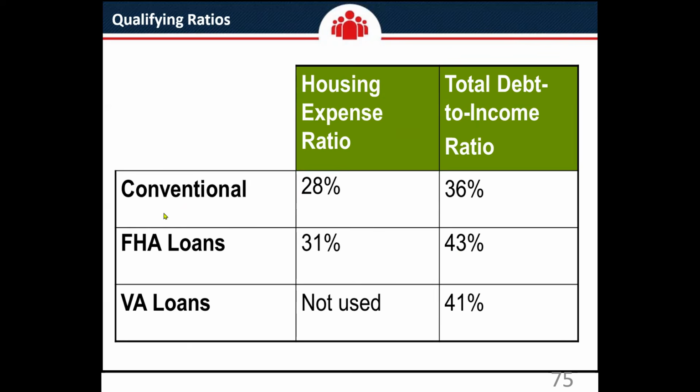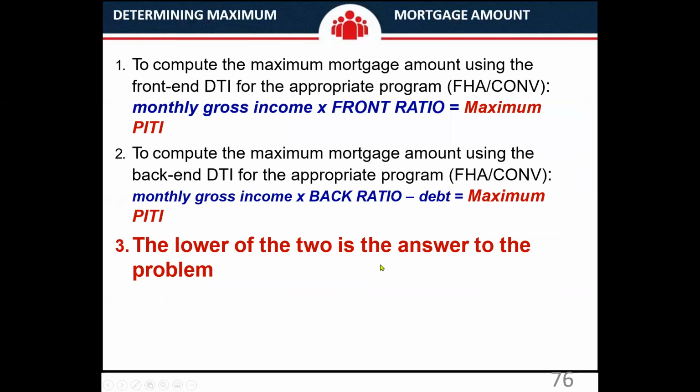The only ratio that they don't show in the chart is the one for the USDA. It has a 29 front end. You've got to just make a note of that. I don't know why it's not here. 29/41, the USDA. So we have conventional 28/36, FHA 31/43, VA not used, just the 41 back end, and the USDA 29/41.